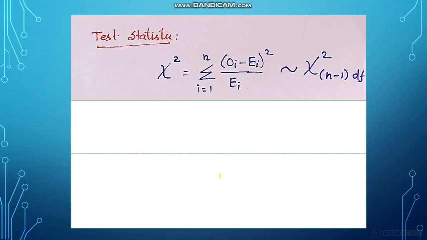And this is the formula. For goodness of fit, the formula is chi-squared equal to the summation of (OA minus EA) whole squared divided by E. This statistic will follow a chi-square distribution with n-1 degrees of freedom.